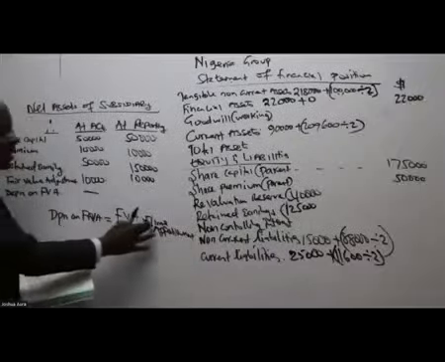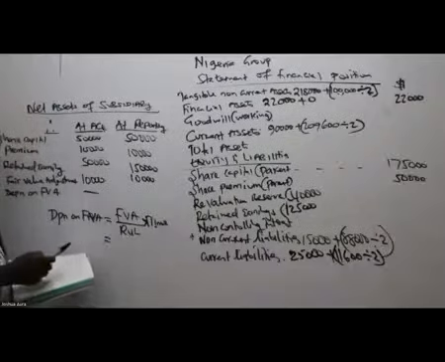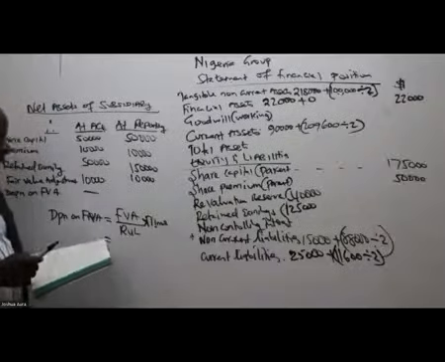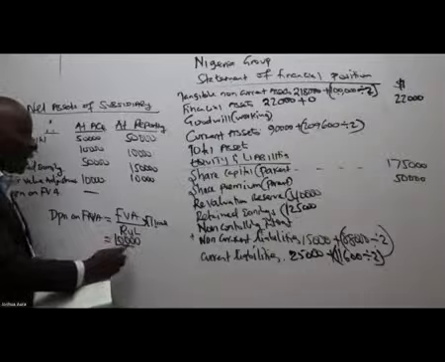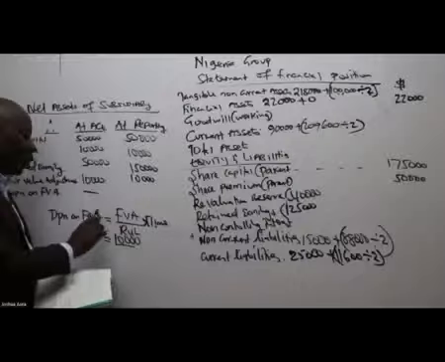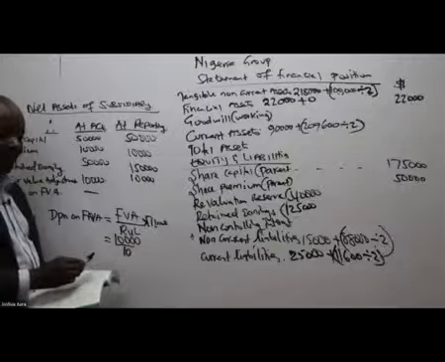So the fair value adjustment in this case is the 10,000, and they are telling us that by the time we were doing this valuation, the asset had a remaining useful life of 10 years.